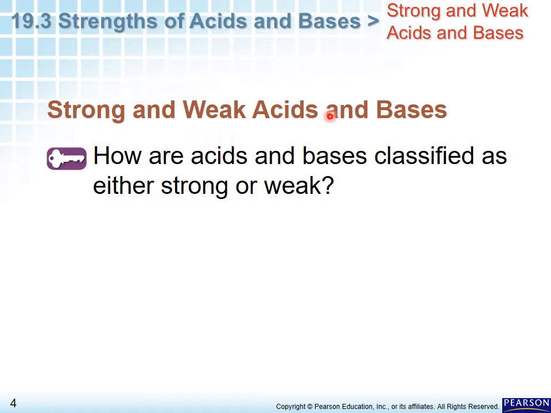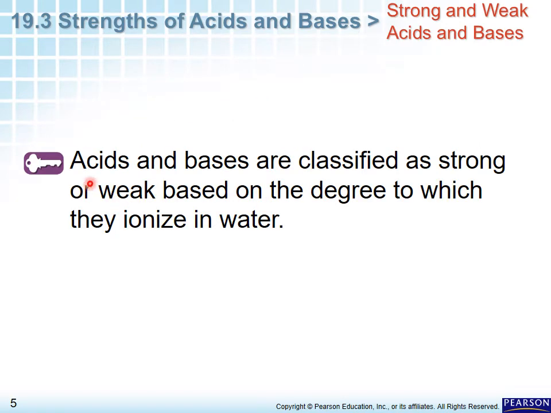Strong and weak acids and bases. How are acids and bases classified as either strong or weak? The answer is: acids and bases are classified as strong or weak based on the degree to which they ionize in water. Means how much they are going to be ionized in the water. It depends on their strength, how strong or how weak.